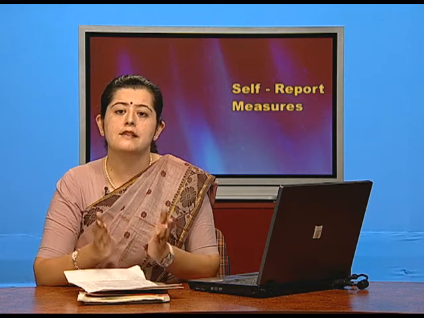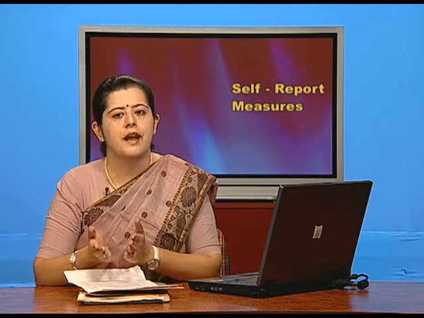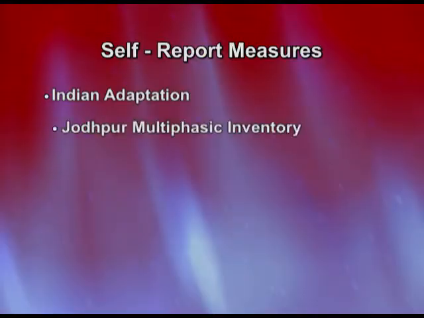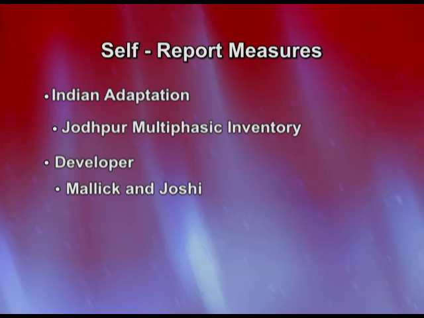That is mania, the opposite of depression. Then we have an Indian adaptation of this test, which was developed in Jodhpur. It has 100 items as compared to MMPI, which has close to 600 items, that is 567 items. The Jodhpur Multiphasic Inventory, having 100 items, was developed by Malik and Joshu.